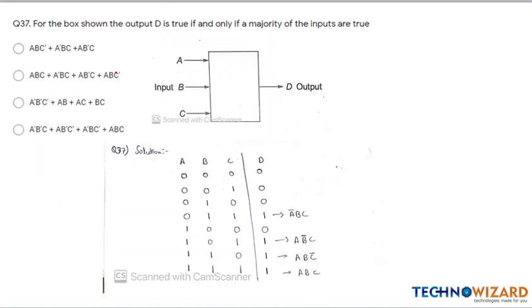Question number 37. This is also a digital electronics question. For the box shown, output D is true only when the majority of the inputs are 1. Here, these are the majority of inputs: in this 2, in this also and this also. These will be true. Now the option that will be the correct answer, that is option B, A bar BC. Yes, option B is the correct answer.